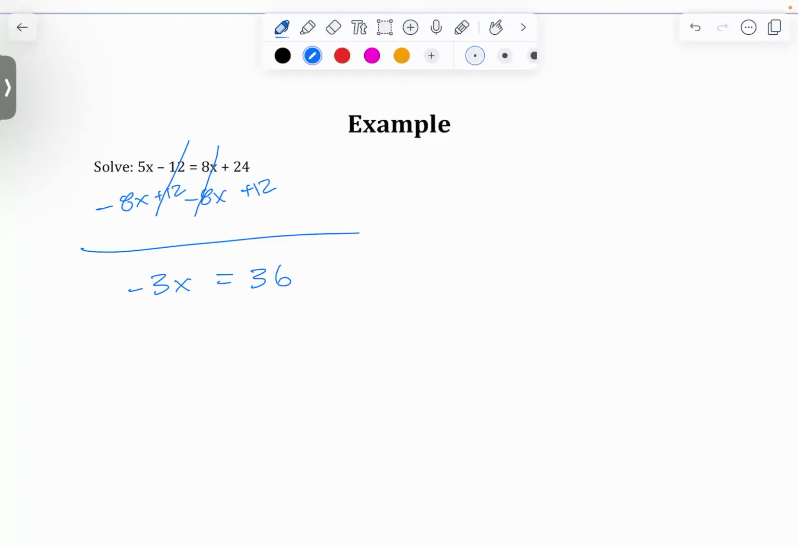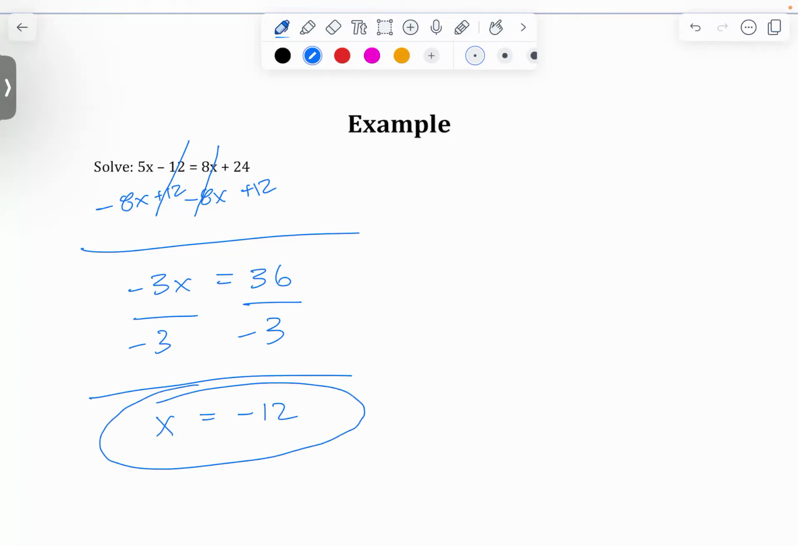And so notice that I basically did two-step algebra, but I did lots of steps at the same time. If you need to slow it down for yourself, that's absolutely fine. Just be aware, do whatever is best for you. Then divide both sides by negative 3. That gets me x equals 36 divided by negative 3, which is negative 12.